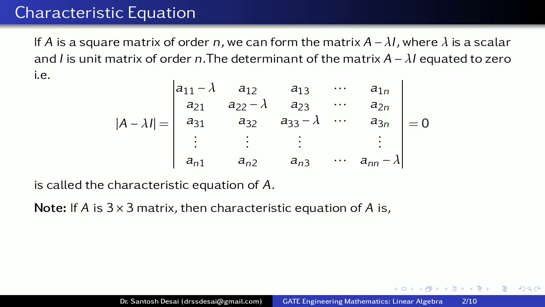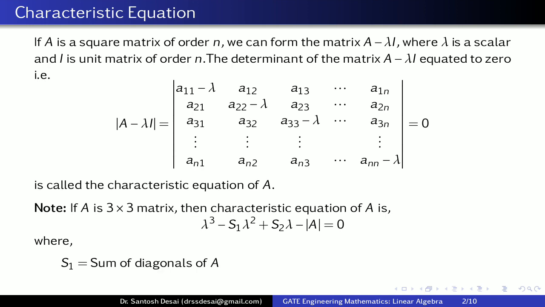If A is a 3 by 3 matrix, then the characteristic equation of A is lambda cube minus s1 lambda square plus s2 lambda minus determinant of A is equal to 0, where s1 is equal to the sum of diagonals of A and s2 is equal to the sum of minors or cofactors of diagonals of A. If you just put the values of s1, s2 and determinant of A in the above equation, we get the characteristic equation of the given matrix A of order 3 by 3.